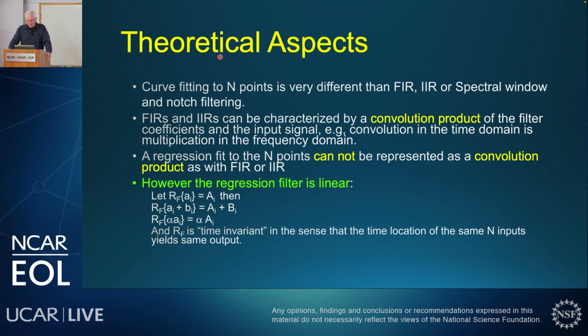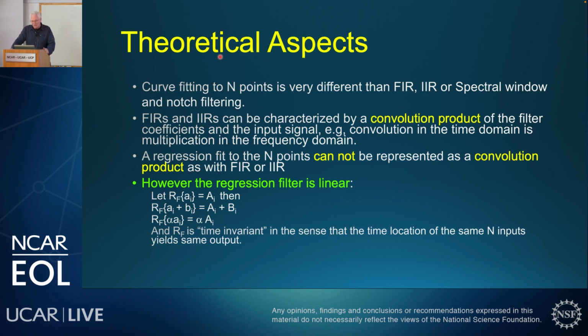A regression fit to the endpoints cannot be represented as a convolution product. I've looked all over everywhere. I don't know of anybody that can represent a global fit, a regression fit to some data with a polynomial, and represent it as a convolution product. And you see, the engineers said, well, it's kind of nice, but with no convolution, we don't like it. However, we'll go on here and say that the regression filter is linear.